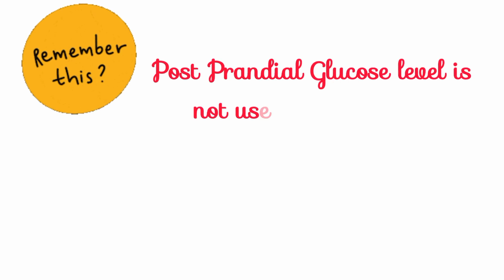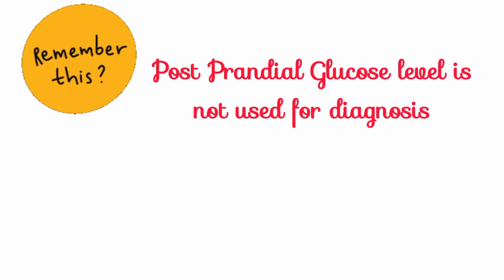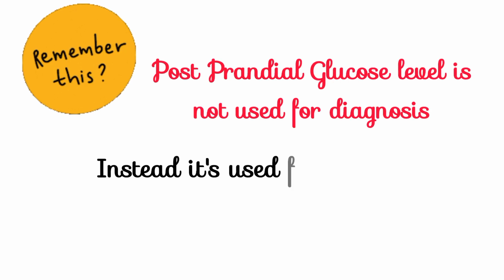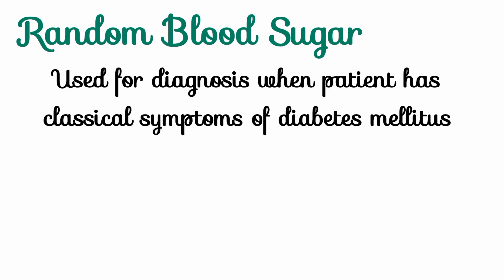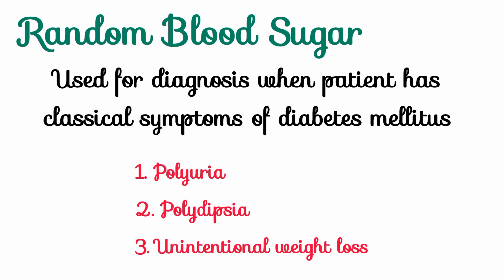Postprandial glucose level is not used for diagnosis. Instead, it is used for follow-up and monitoring in patients with diabetes mellitus. Random blood sugar is also used for diagnosis if patients have the classical symptoms of diabetes mellitus such as polyuria, polydipsia, and unintentional weight loss.